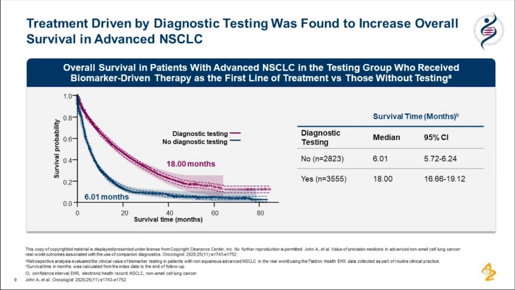When we look at treatment driven by diagnostic testing, we found there's an overall increase in survival for those with advanced non-small cell lung cancer. For those patients that had received diagnostic testing, the median survival was 18 months, compared to those without diagnostic testing, where median survival was about 6 months. So a 12-month increase in the median survival. It's really quite huge. And if we look at the sample size, right, it's almost 6,000 patients.